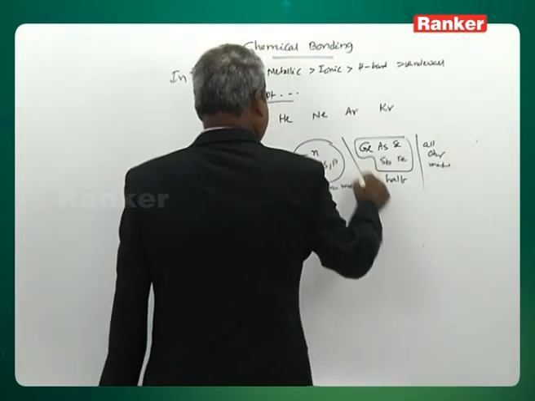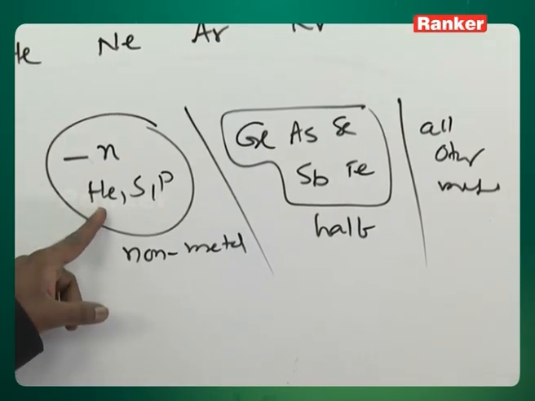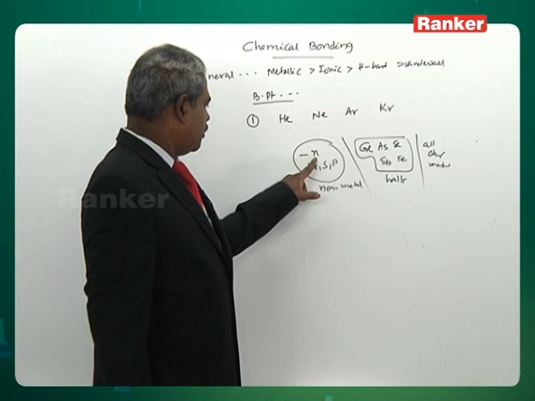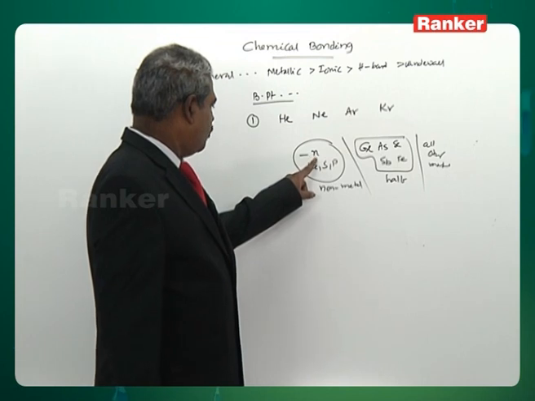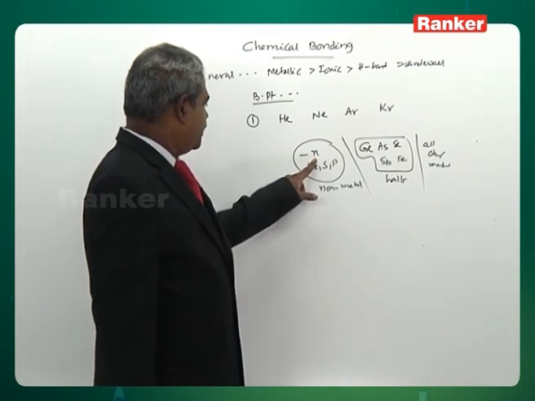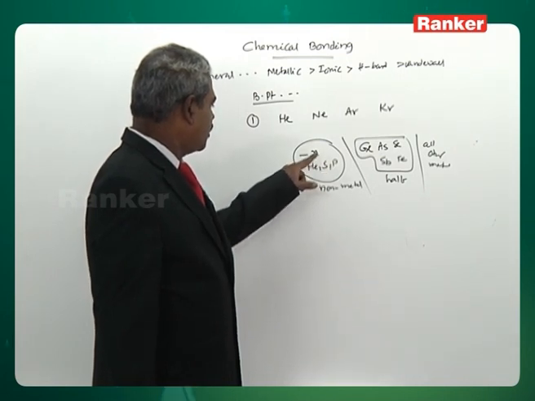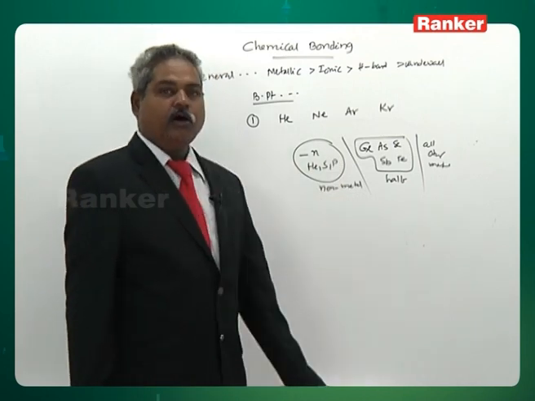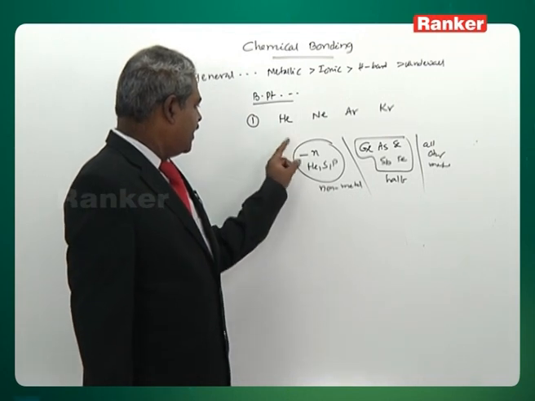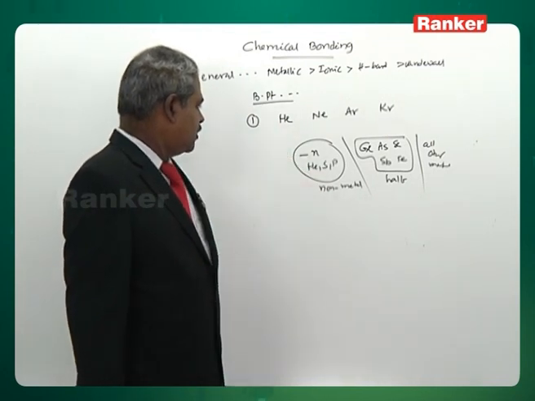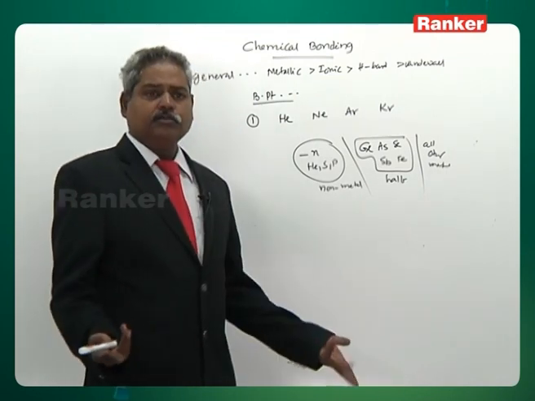Just remember this. Sounds ending in N: helium, neon, argon, krypton, xenon, radon. All of them end in N. Fluorine, chlorine, bromine, iodine. Oxygen, sulfur. Nitrogen, phosphorus. Carbon, silicon, boron, hydrogen. Except these three, all non-metals have N. So all non-metals have names ending in the sound N. Germanium, arsenic, antimony, selenium, tellurium are half metals, and all others are metals, as simple as that.